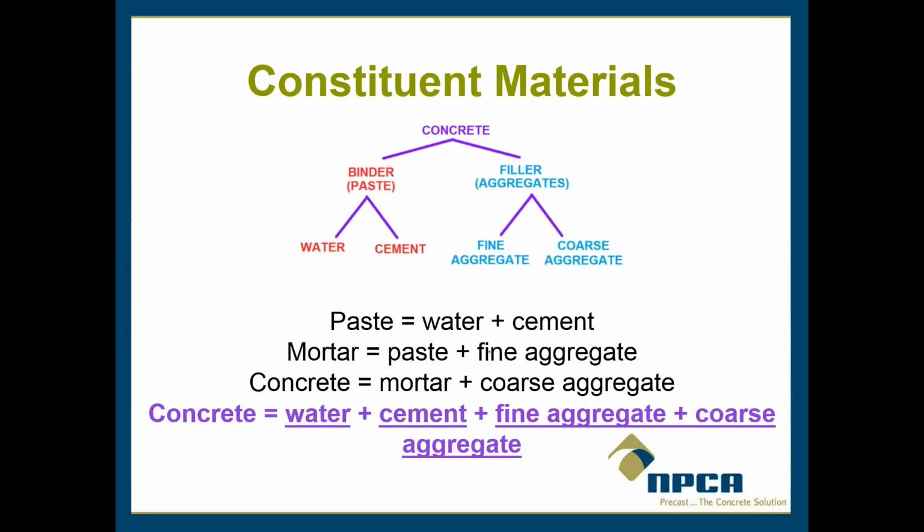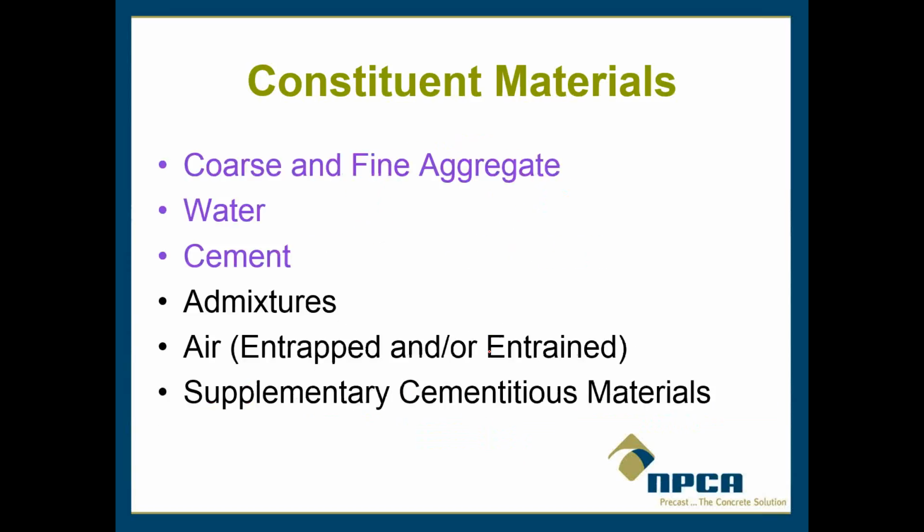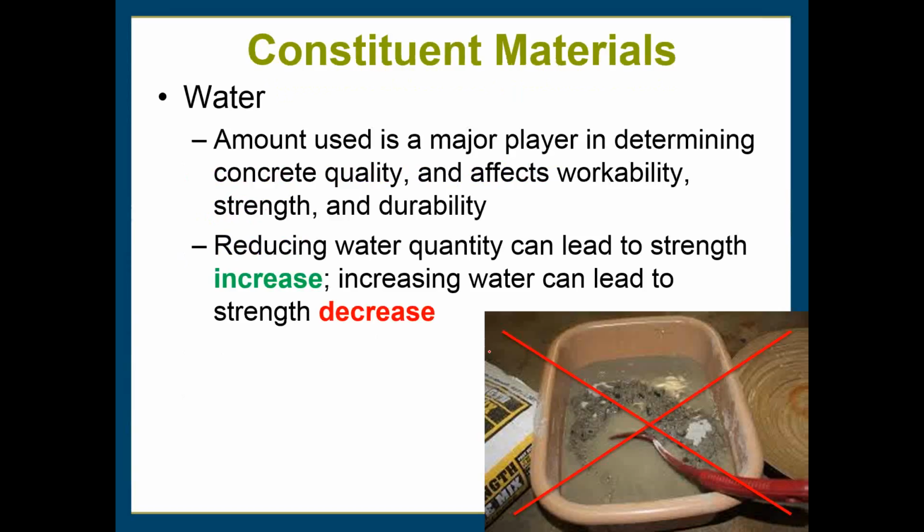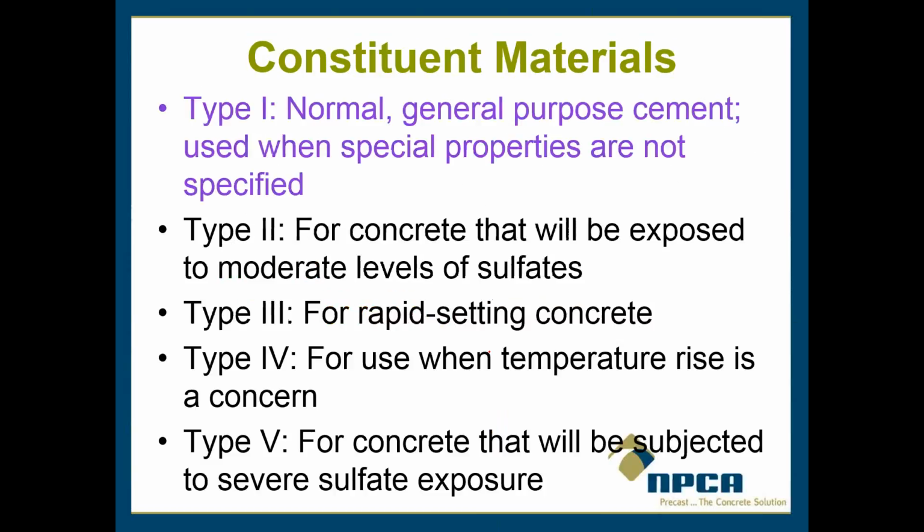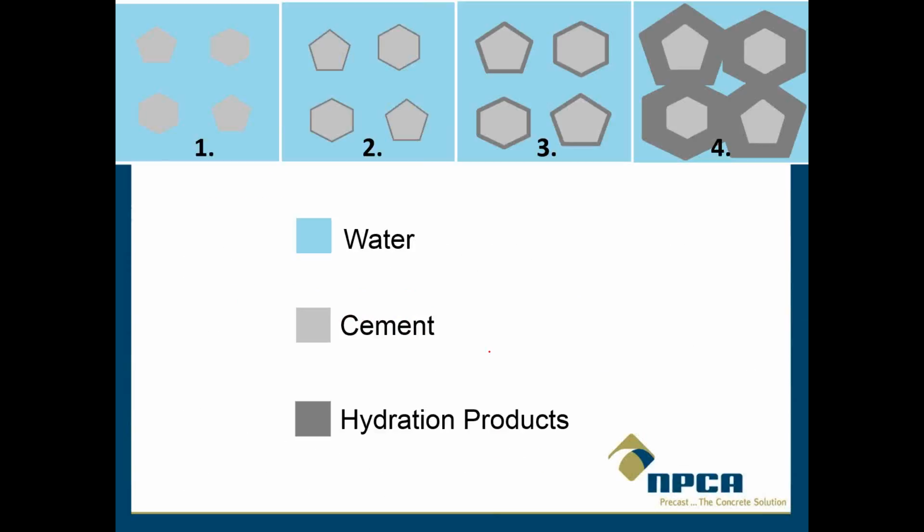We discussed the main basic constituent materials. Concrete is composed of water, cement, and aggregates. Then we went a little bit further into details regarding admixtures, air, and supplementary cementitious materials, or SCMs. Increasing your amount of water can lead to a reduced strength, and decreasing your amount of water can result in increased strength. The different types of cement, type 1 through 5, are most common, but type 1 is normal, general purpose that we see most often. And then we discussed the hydration process and the development of the concrete matrix and the densification, solidification of that matrix.